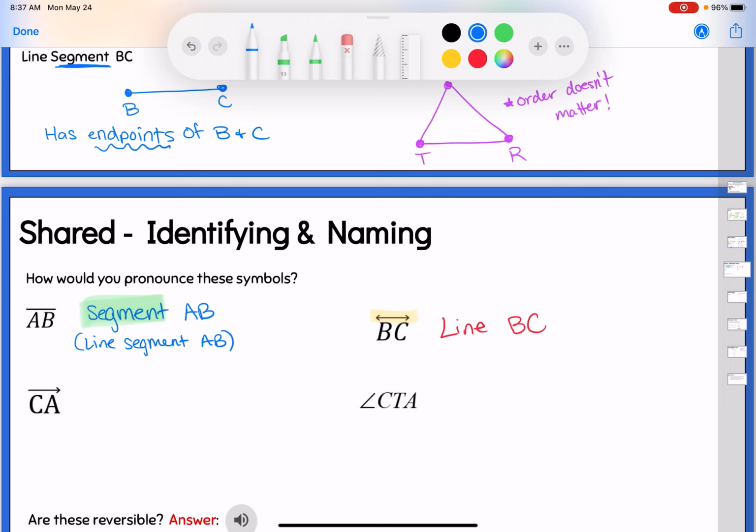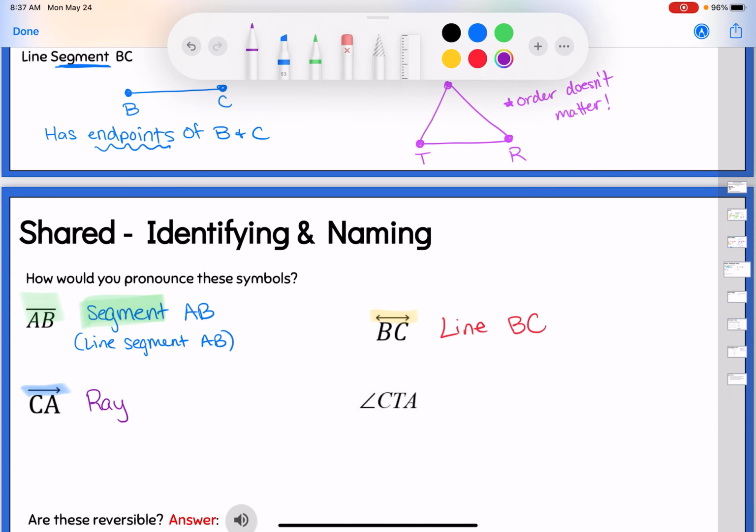All right, now this next one has a line with one arrow and not both arrows. Oops, sorry, I thought I had my highlighter. Okay, so this one was no arrows, that was a segment. The one over on the right had both arrows, that was a line. So this one has to be a ray. So this is ray.